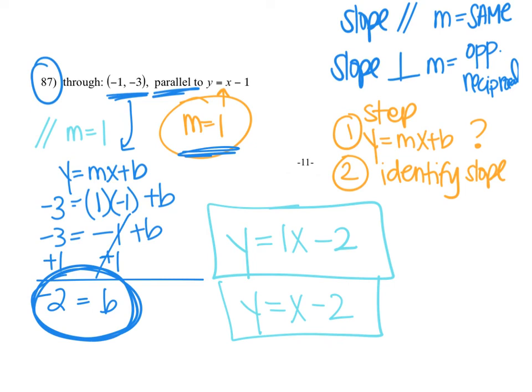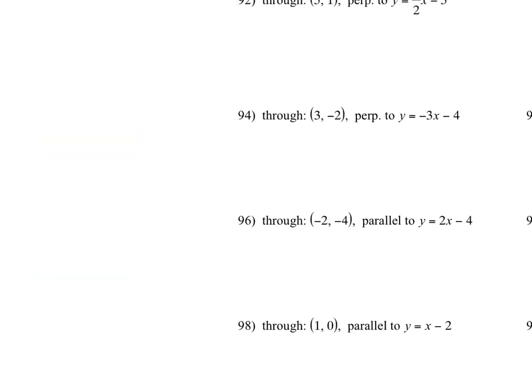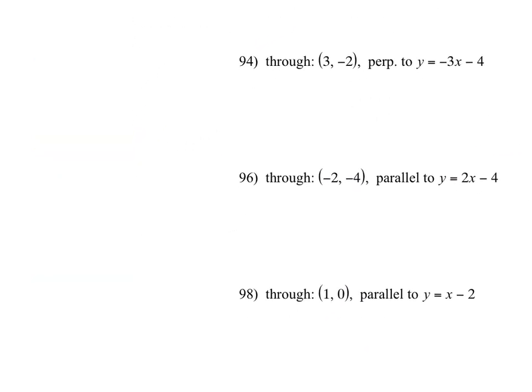Okay, let's do one more. I'm going to use blue. Let's say we have something that is like a 90. Let's do 94, and we'll do 96 as well. So 94. Okay, so 94. I have perpendicular. So first I have to figure out my perpendicular slope. So since it's already in y equals mx plus b, I need to do the opposite reciprocal. And the opposite reciprocal of negative 3 is actually positive 1 over 3.